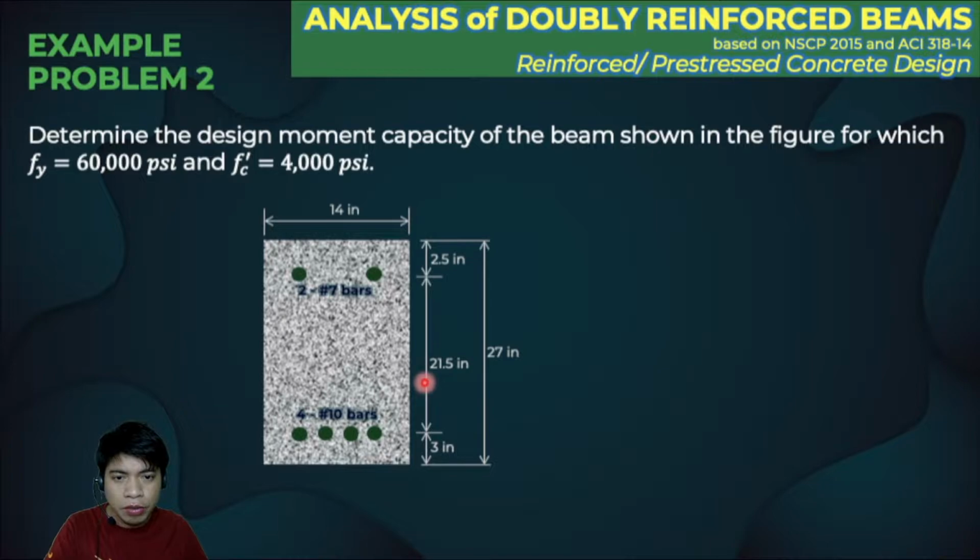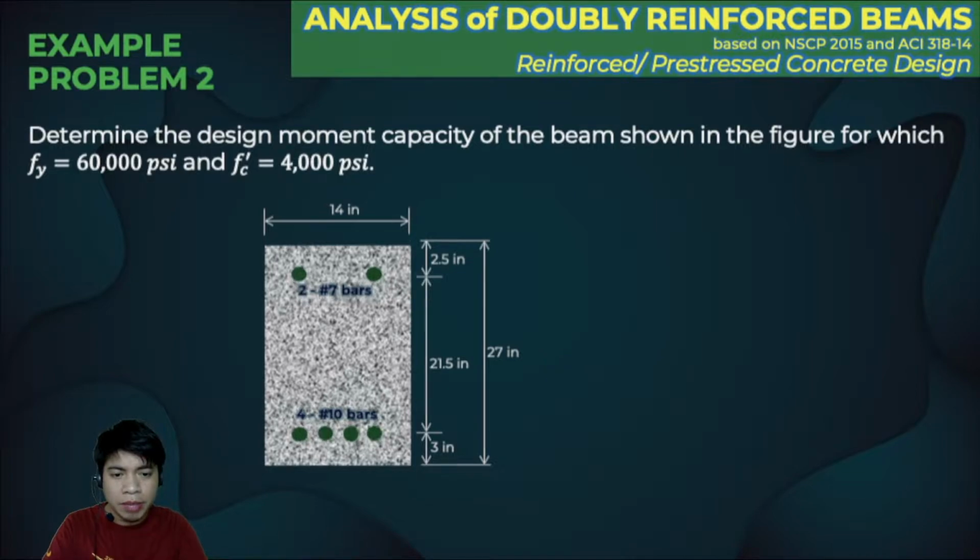So this is our beam. We have compression bars, two number 7 bars, and tension bars, four number 10 bars. So let's solve this problem.